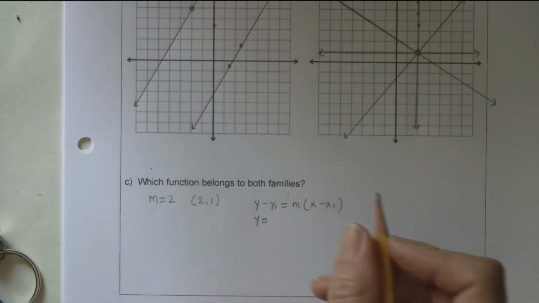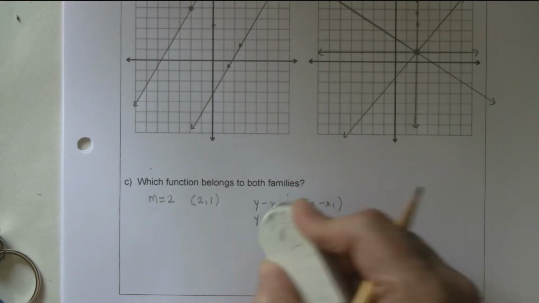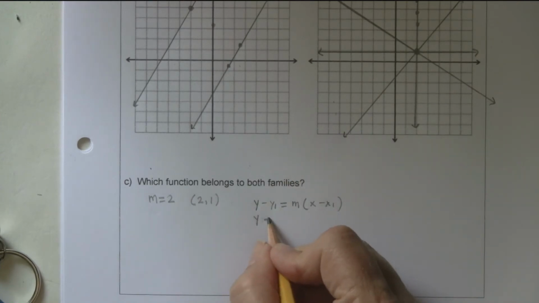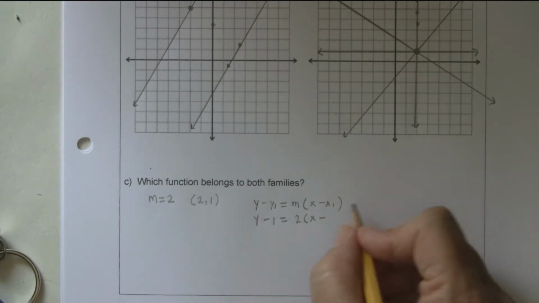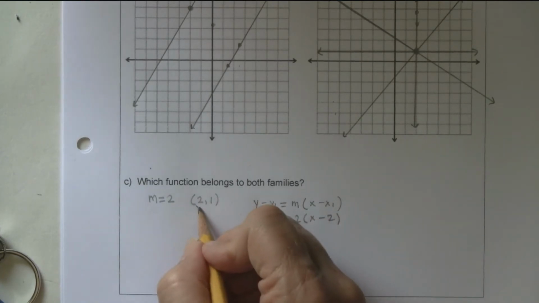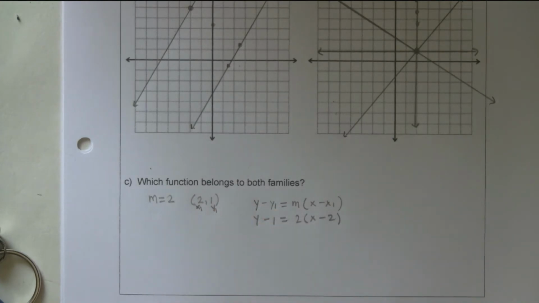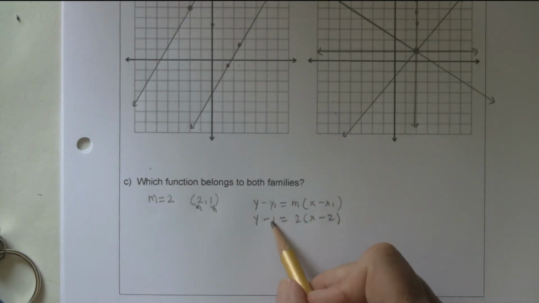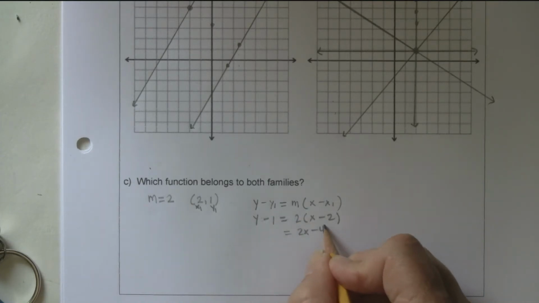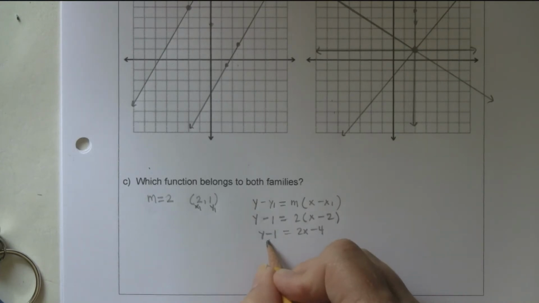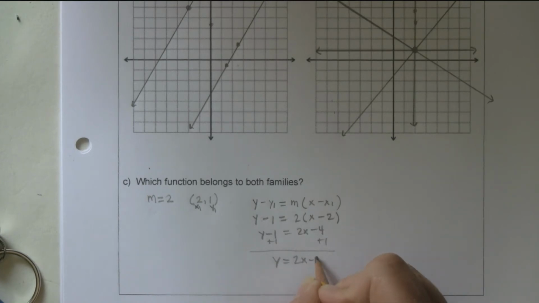You would use the information you have to find b. y minus 1 equals 2 times x minus 2, I did that right. Yeah, I'm okay, right, because this is x1, y1. I got thinking about those cookies, and then all of a sudden I was thinking, am I putting this in right? So this is going to be 2x minus 4, and then I'm going to add 1 to both sides, and I'm going to get y equals 2x minus 3. And that could be on both graphs, right?